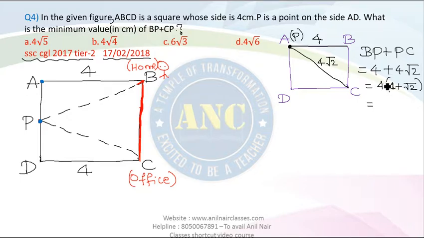2.41 is multiplied by 4, right? I hope I am making sense for you. 2.41 into 4, it is approximately 9.64. That means, can I say that if that particular point P is exactly coinciding with A, then the distance that I need to travel is approximately 9.64.